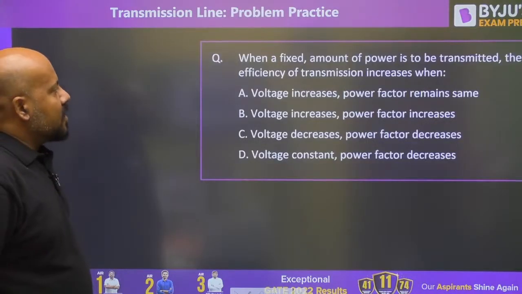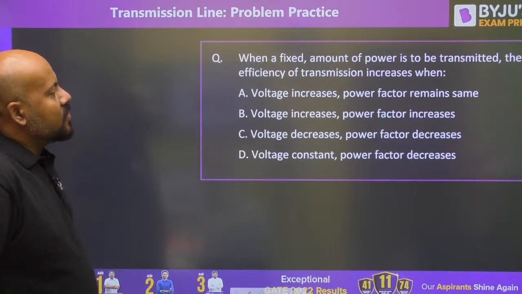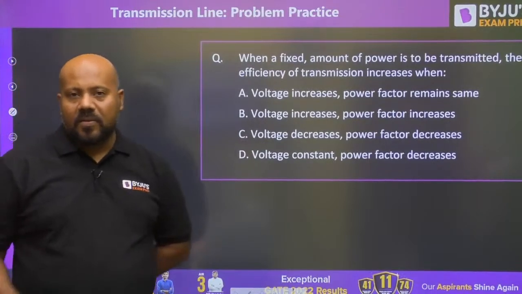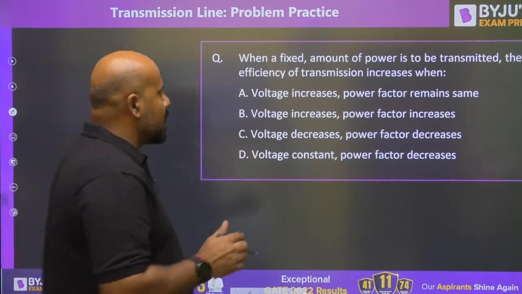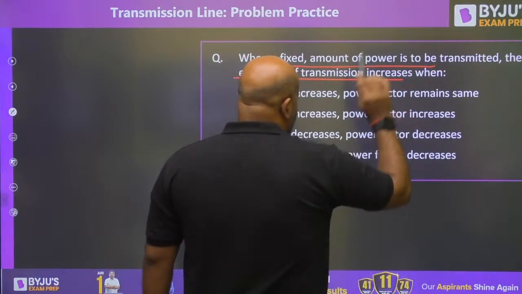Let us go to the next question. The next question again talks about when a fixed amount of power is to be transmitted, then the efficiency of the transmission increases when? Now this is one of the previous year GATE questions. I hope you must have attempted this. Now please try to understand.